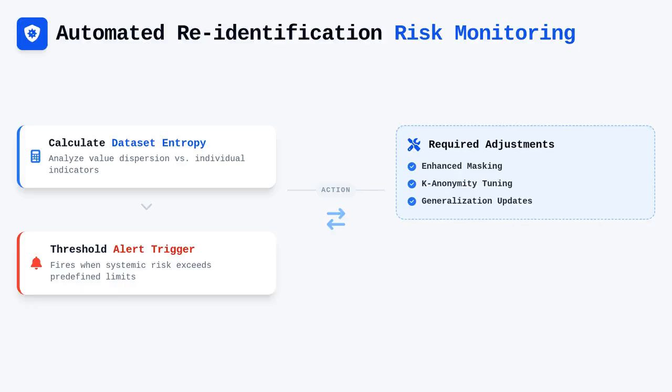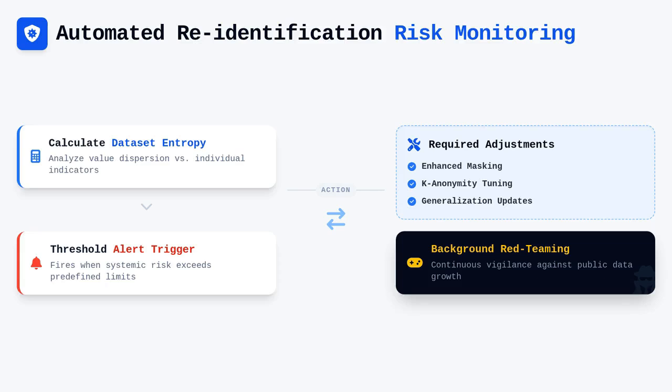Effectively, we are creating a form of red teaming for our data architecture that runs in the background of our standard development lifecycle. This technical vigilance is the only way to evolve our privacy posture alongside the increasing availability of public data.